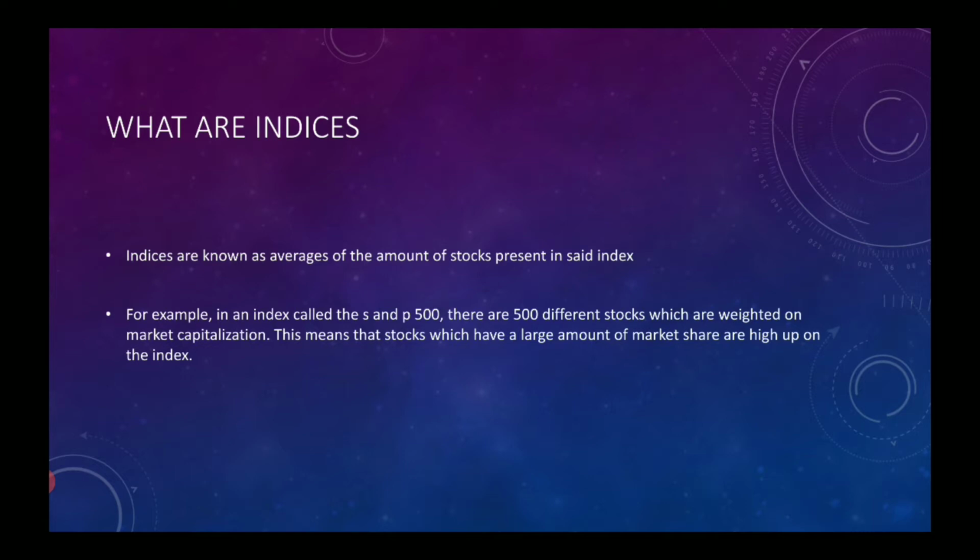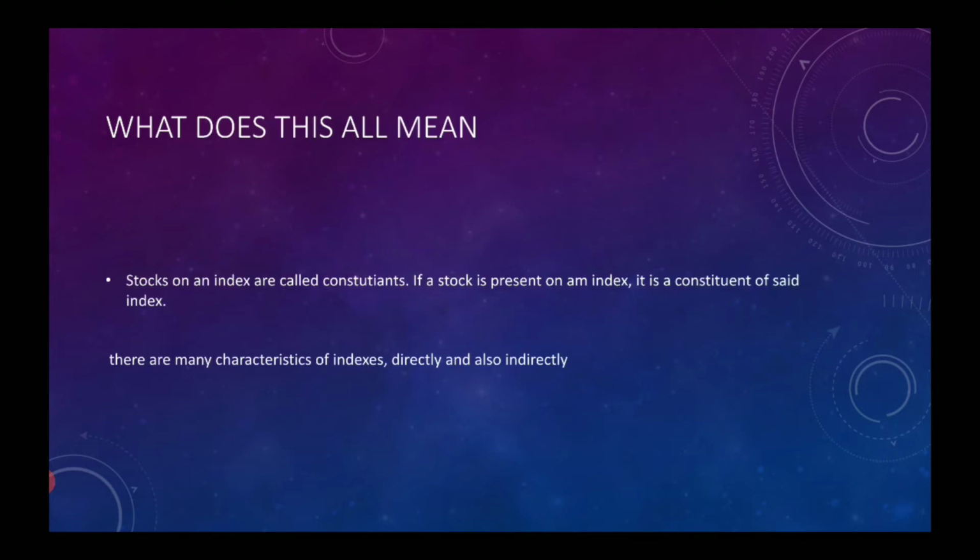So if everything is equally weighted and there's 100 things in the index, 50 things are doing great and 50 things are doing terribly, the index average will be somewhere in between those. I'm sure you get that one. Pretty simple to understand. Of course, in the S&P 500, stocks are weighted upon market capitalization. This means that if a stock has more market share, it will be higher up on the index, and most indices are weighted in some way or another.